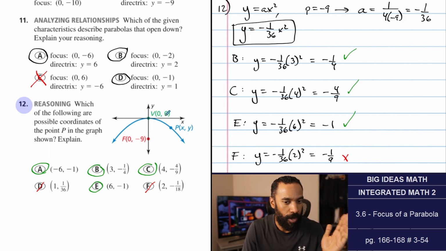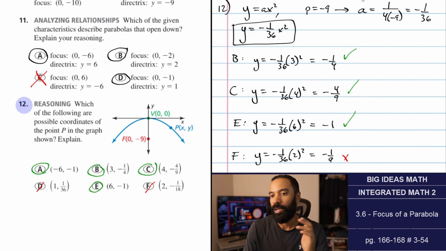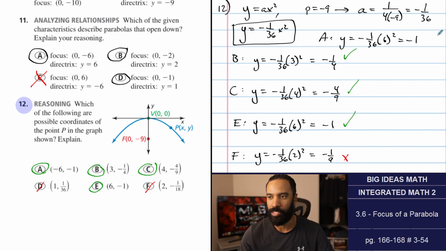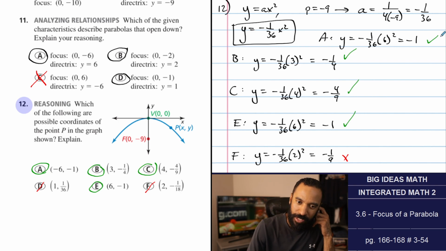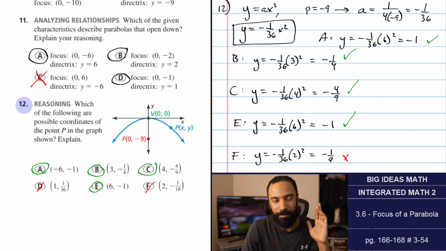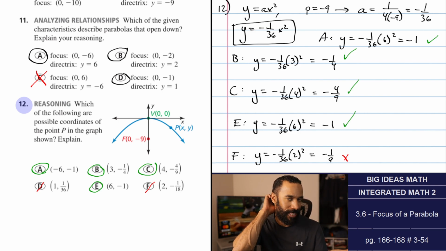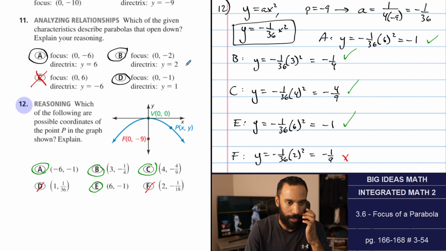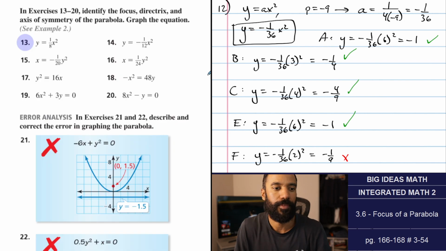Negative 6 comma negative 1, positive 6 comma negative 1. So A actually does apply. So let me just put that. A, y equals negative 1/36 times 6 squared. That's also negative 1, so that does check out. I thought they meant specifically points in the fourth quadrant, and apparently it's not just that. It's just any x, y for this parabola. That does work. Okay, let's move forward.